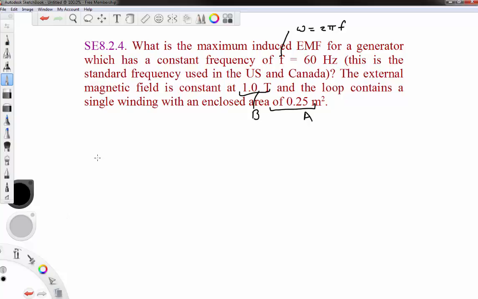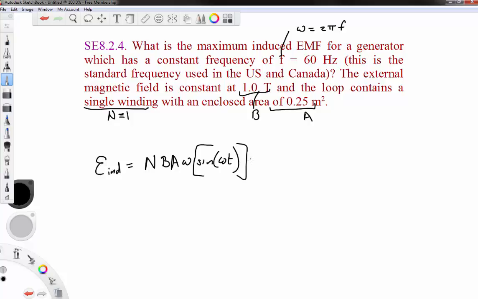Well, the induced EMF in general is NBA, and we have a single winding, so N is equal to 1. So NBA times omega sine omega t. Okay, we want the maximum, so the maximum value for sine is 1. So therefore, the maximum induced EMF is N times B times A times omega.